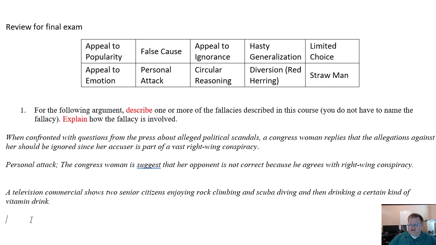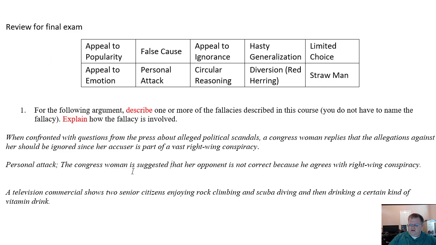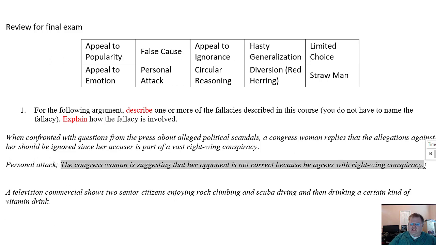All right, second one. All right, fine, suggesting. Okay. And going back to this, there's a lot of good things that one could say. This is just my sentence, but put it in your own words in a way that makes sense.